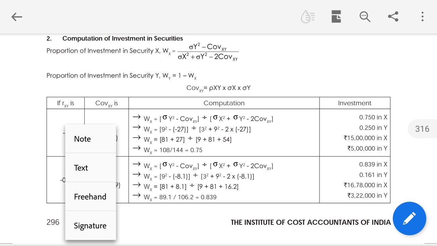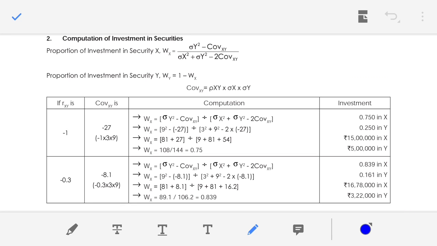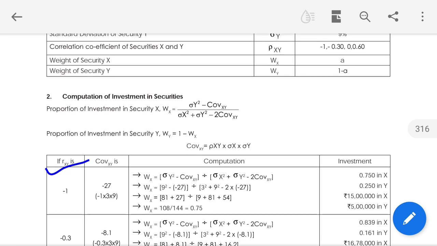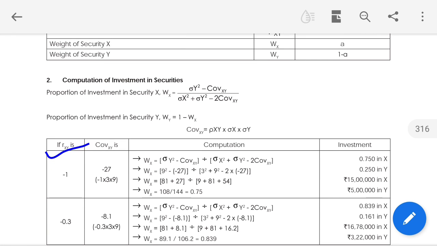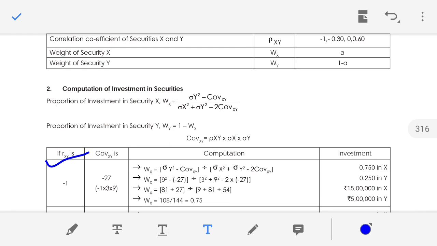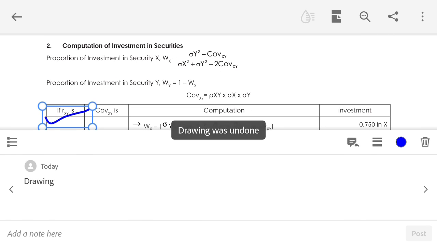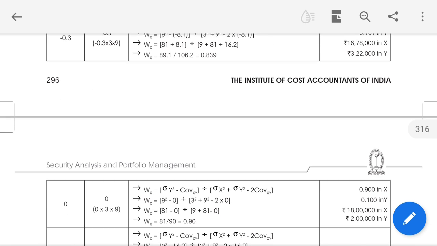Firstly, in this column, what is written as R is actually the correlation coefficient, rho, represented with a symbol which looks like P. Instead of R, they should write XY there. So the values are -1, -0.30, 0, 0.60.